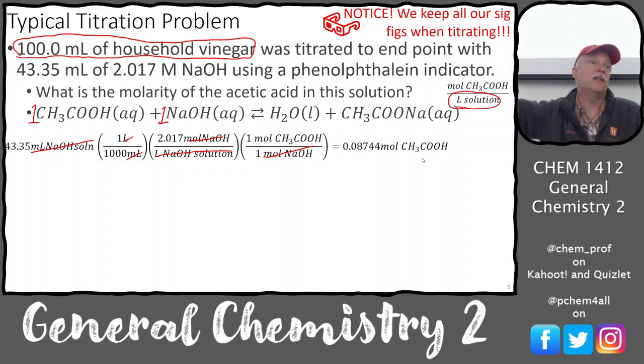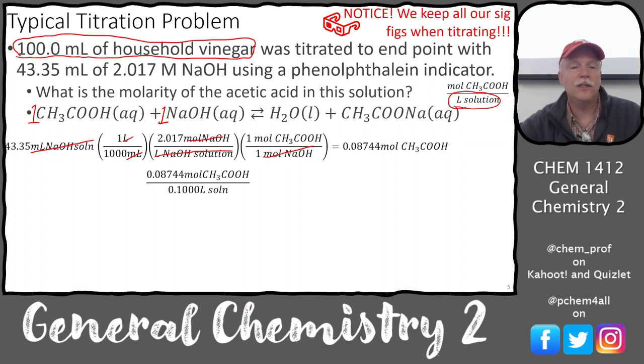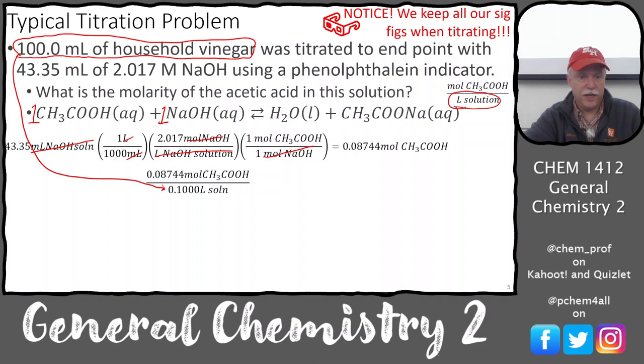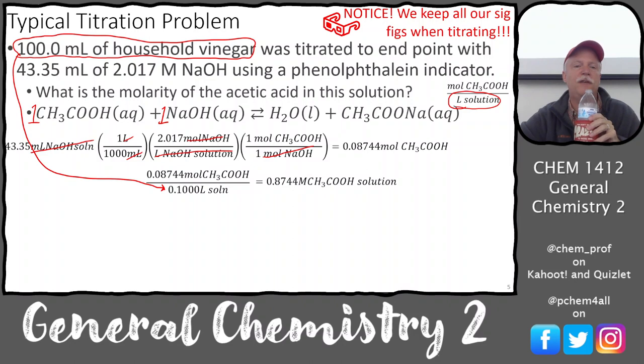We know the moles, that's the numerator. We know the volume, which is the denominator. I just did one thing. I took 100 mL and I divided by 1,000, so that becomes 0.1 liter. And so that's right there, same number. So I have moles per liter of solution, so that's 0.8744 molar acetic acid solution. So that's a straightforward titration problem, okay? Notice all the sig figs I kept.